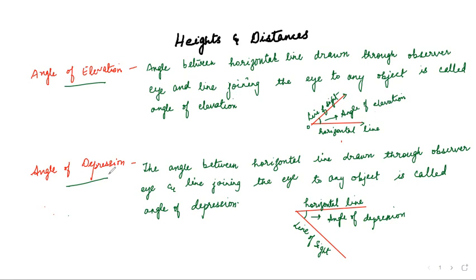Whereas on the other side, the angle of depression is the angle between the horizontal line drawn through the observer's eye and the line joining the eye to any object. So when we are bending our head and the line of sight is at the bottom, seeing at the bottom, then it is known as the angle of depression. So we just have these two concepts in the whole chapter.